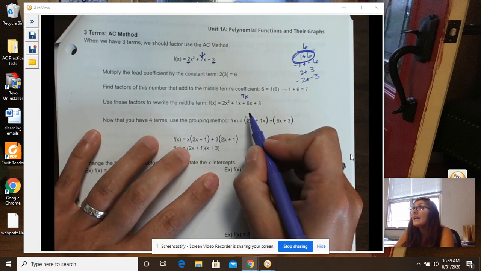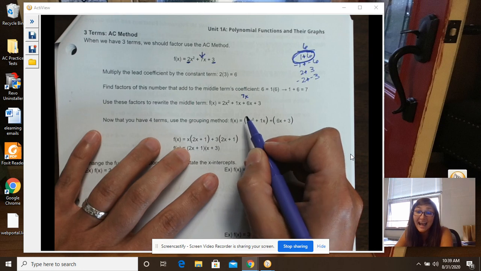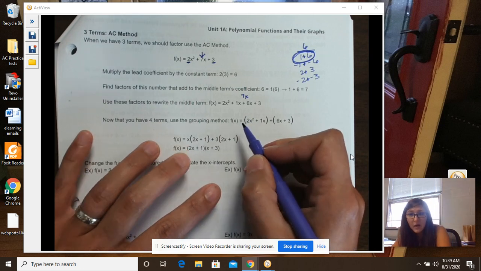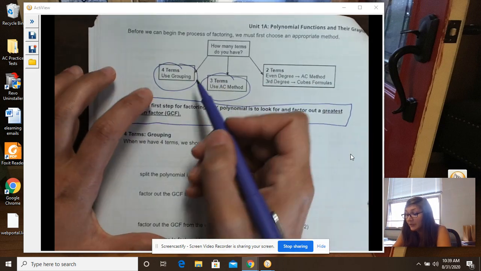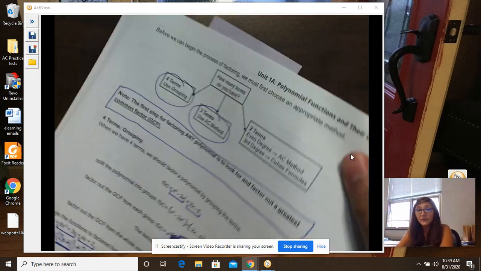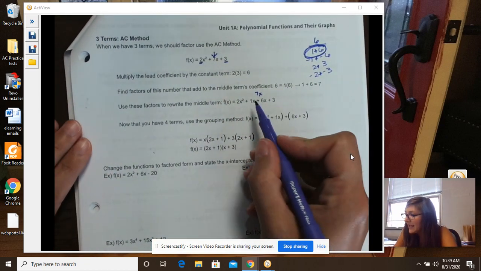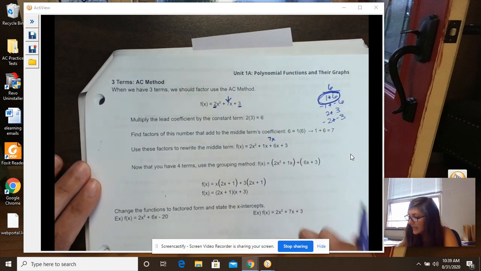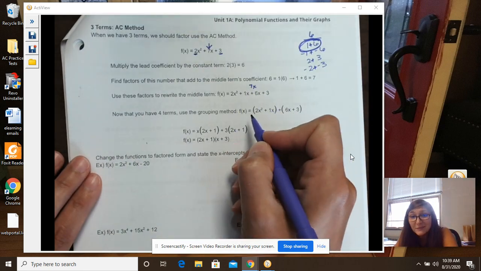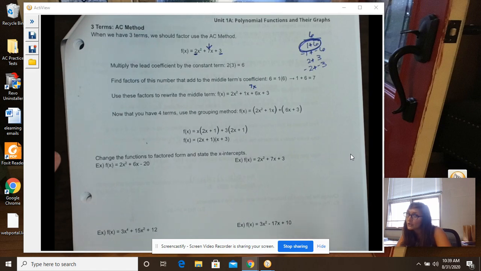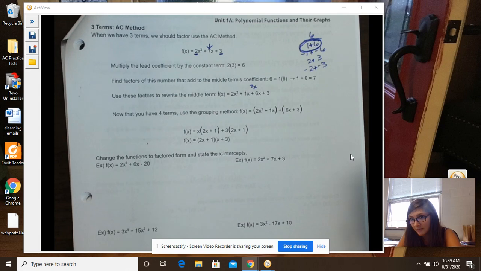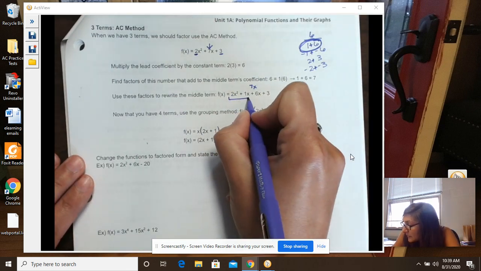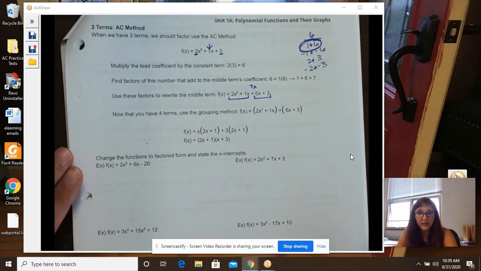The idea is that we rewrite this problem so that it has 4 terms. Okay, why do we want to rewrite it with 4 terms? Because we know how to factor something that has 4 terms. If I have 4 terms, I can use my grouping method. So that's really the goal here with AC method, is to take something with 3 terms and rewrite it so that it has 4 terms, because we know how to factor stuff that has 4 terms. So the next thing I'm going to do, now that I have this 4-term polynomial, is split it up into groups and factor by grouping.